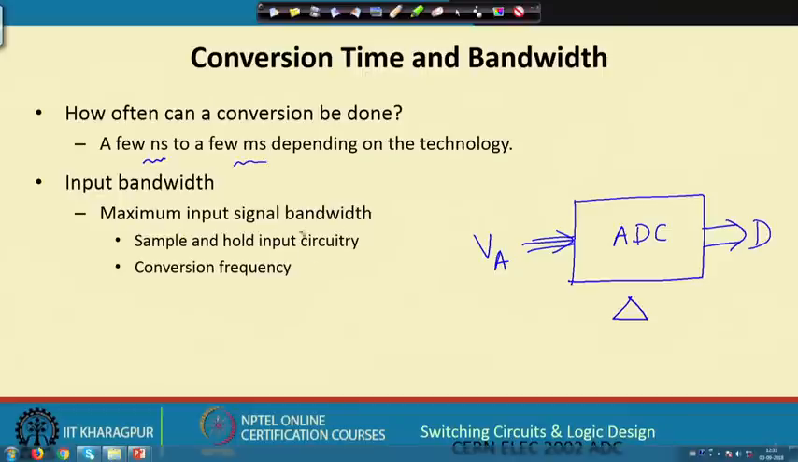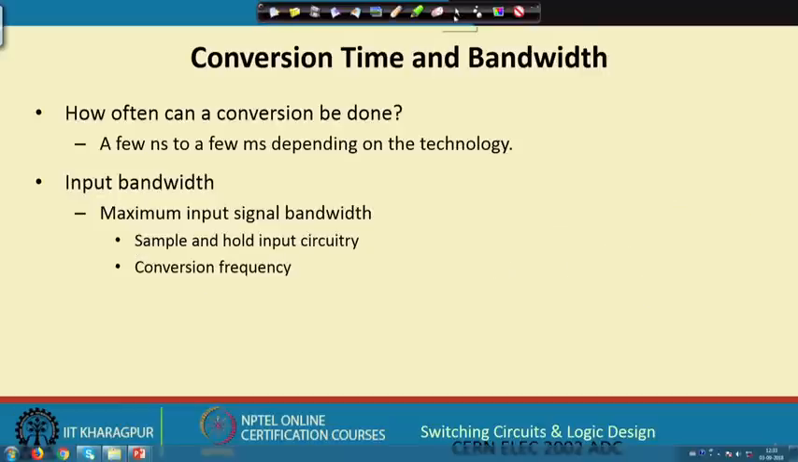Secondly, as I said earlier, you will be using the sample and hold circuit at the input, that will determine the input bandwidth, that is, what is the maximum rate with which you can apply the inputs. The conversion frequency will depend on that. So, these are some of the parameters of an AD converter. I am not going into much detail of this.